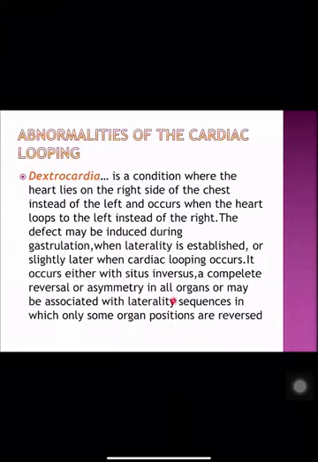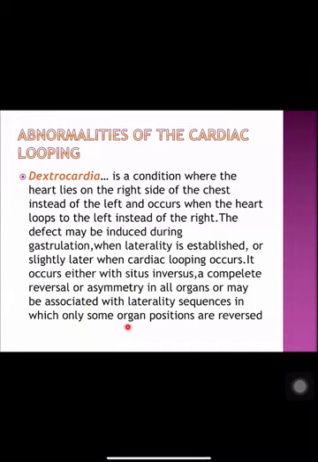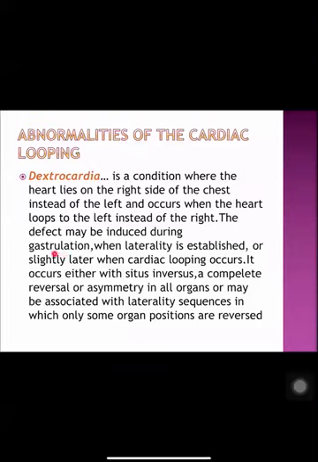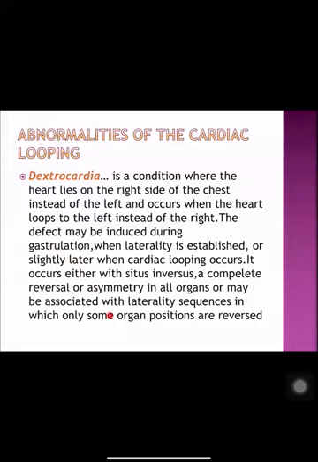Now, as we said, the looping should occur toward the right side. If the looping occurs toward the left side instead of the right, it will lead to the condition called dextrocardia, where the heart lies on the right side of the chest. This condition either occurs during the looping process, or during the establishment of laterality, or during the process of gastrulation. That means the single layer embryo will be differentiated into its three layers.